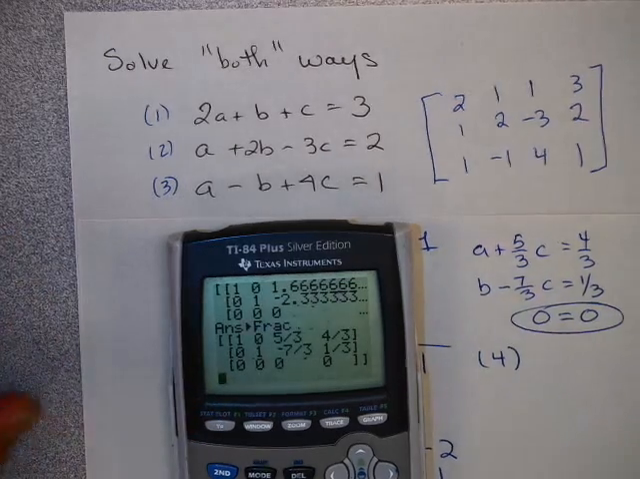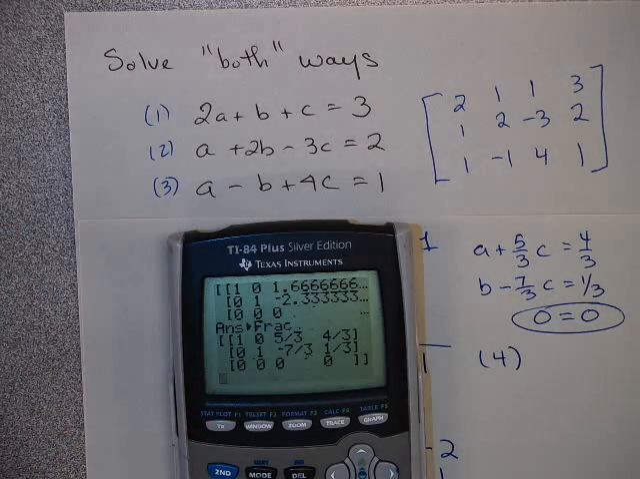If you get that 0 equals 0, that means you have an identity and you have infinite solutions.